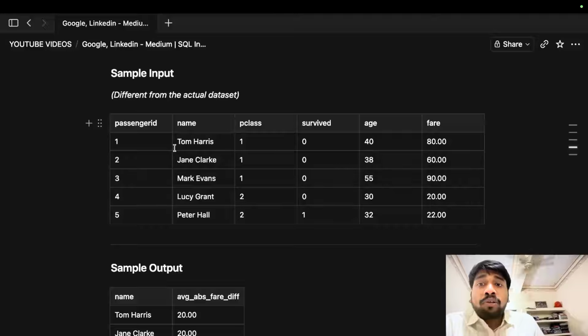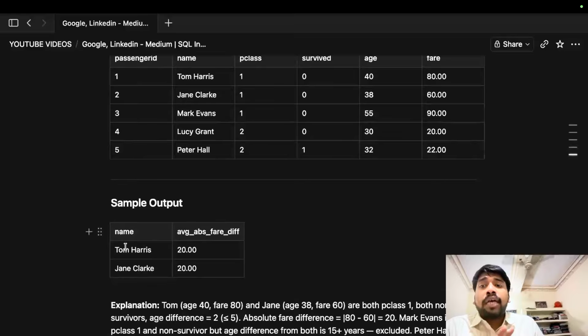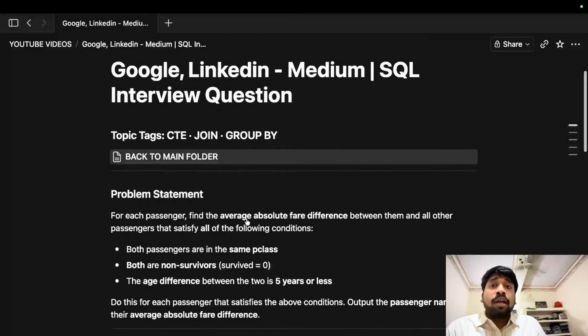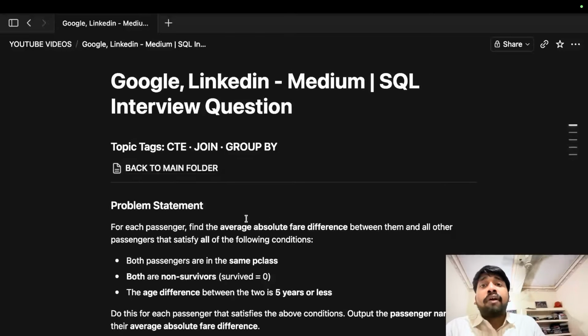So with Tom Harris, only Jane Clark is there. Similarly, if you check further, Jane Clark also only matches with Tom Harris. Jane Clark, when compared with other 4 passengers, only matches all the conditions when compared with Tom Harris. So that is why in our sample output, only these 2 names will come with their average absolute fair difference. I hope you understood the question here. If you didn't understand, please rewind the video and read the question again by yourself and go through my explanation. You will surely understand it.